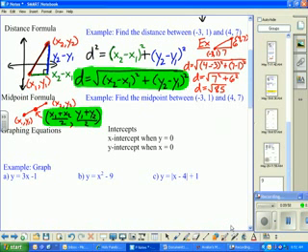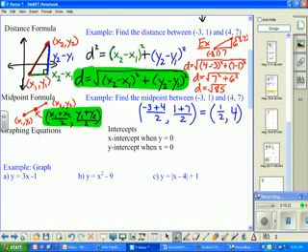So find the midpoint between -3, 1 and 4, 7. I do -3 plus 4, add the x's, divide by 2, add the y's, divide by 2, which is -3 plus 4 is 1 half, and 1 plus 7 divided by 2, so 1 plus 7 is 8, and 4. So the ordered pair in between those two is the ordered pair 1/2, 4.